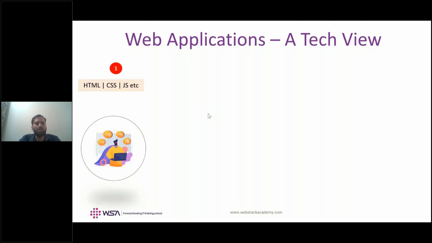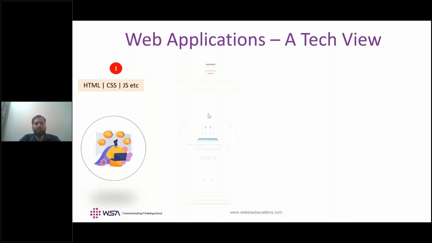And the third major technology which is used to build the front end of any web application is JavaScript. JavaScript is a programming language which helps us build the logic to make the website more interactive. It also helps us interact with the backend. So these three things form the front end of any web application.